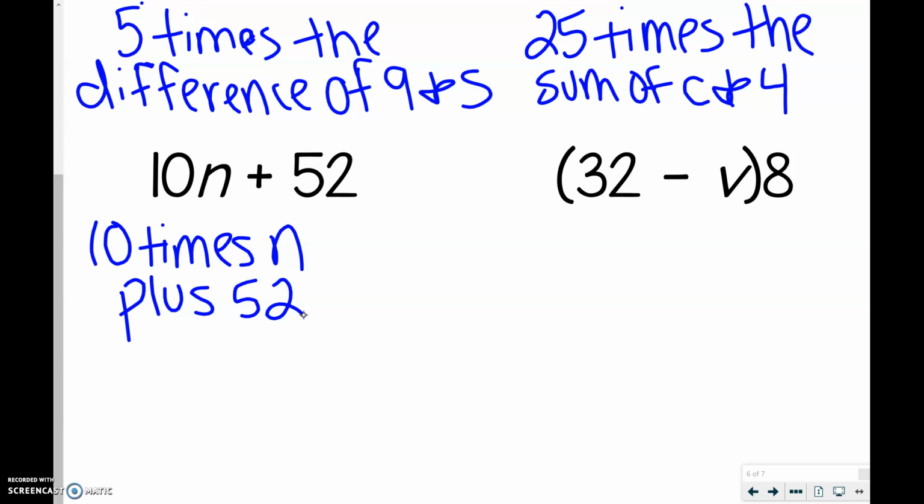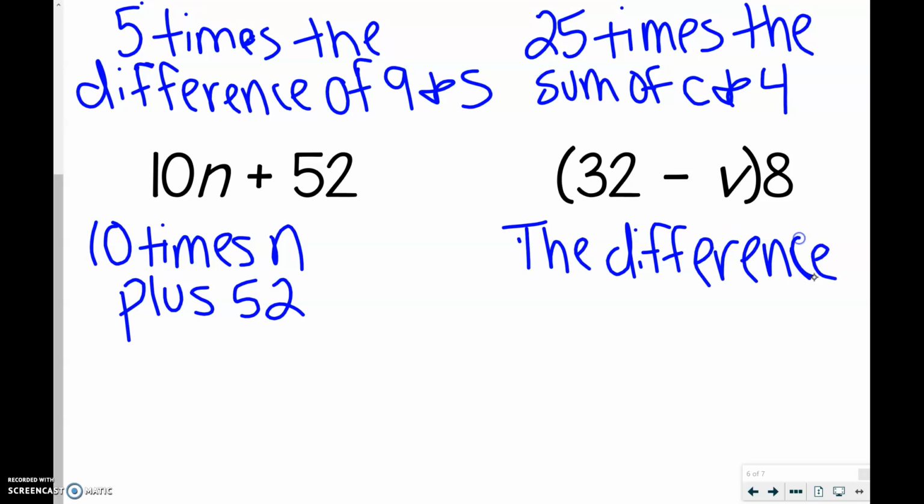Last one here, so notice the 8 is on the other side. Well, actually, that doesn't matter because with multiplication, you can switch the order and it does not change what our answer would be. So I can still say 8 times, although technically I'm starting with the difference of. So you can still say 8 times the difference of 32 and V, but I'm going to make it actually correct. So I'm going to start by saying the difference of 32 and V times 8.